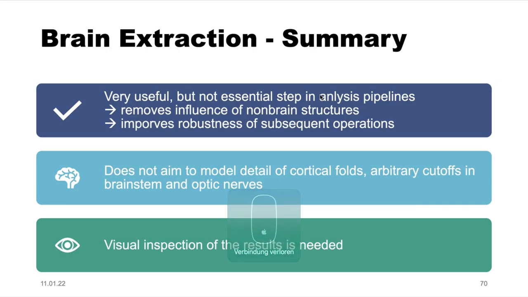Okay, as a little summary, brain extraction is really useful, but it's not essential. Analyses will work without this extraction process, but it removes the influence of those non-brain structures and therefore improves the robustness of operations. As we could see, it's not aimed to model the detail of the cortical folds. It's just to apply a mask to define 1 for brain and 0 for non-brain voxels. As you can see, algorithms sometimes fail, therefore a visual inspection of the results is always a good option.